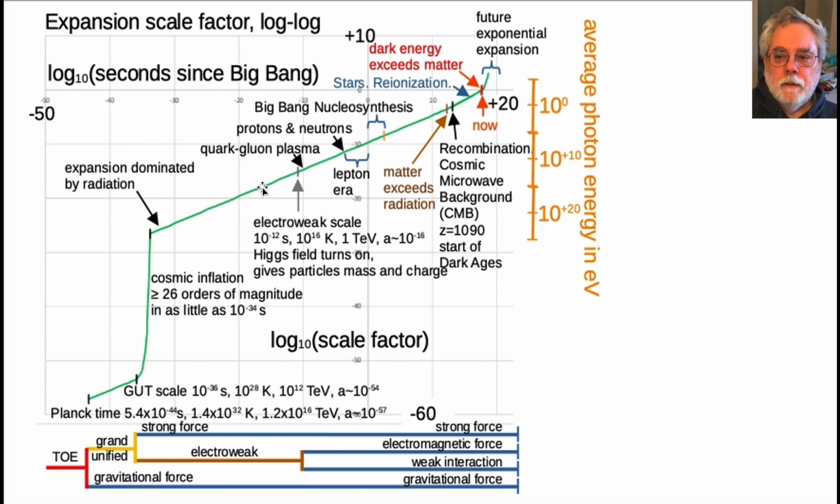For the middle portion of the green curve, expansion is dominated by radiation, and the scale factor is proportional to the square root of time. So, on this log scale, moving 20 units to the right increases the log of the scale factor by 10 units. So, 20 units, 10 units.